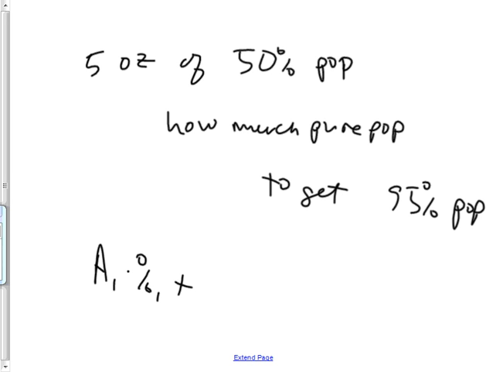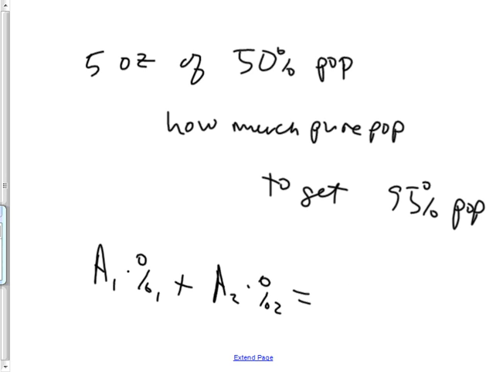Don't just watch me write it. Write it yourself. That engages a different part of your brain. Better chance you're going to remember it. Amount 2 times percent 2 equals total amount, which is better written as A1 plus A2.